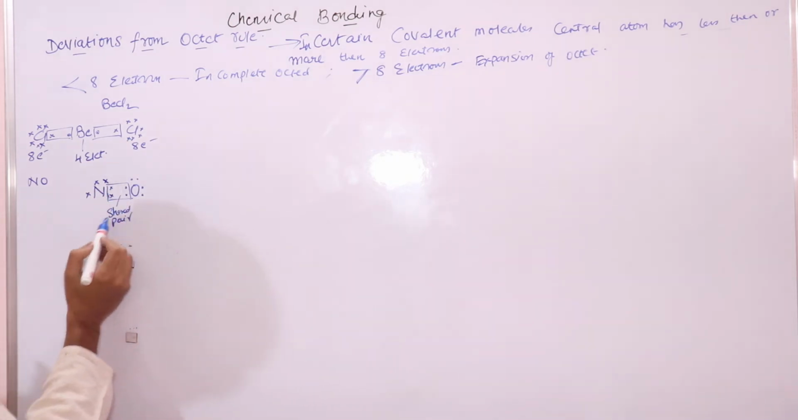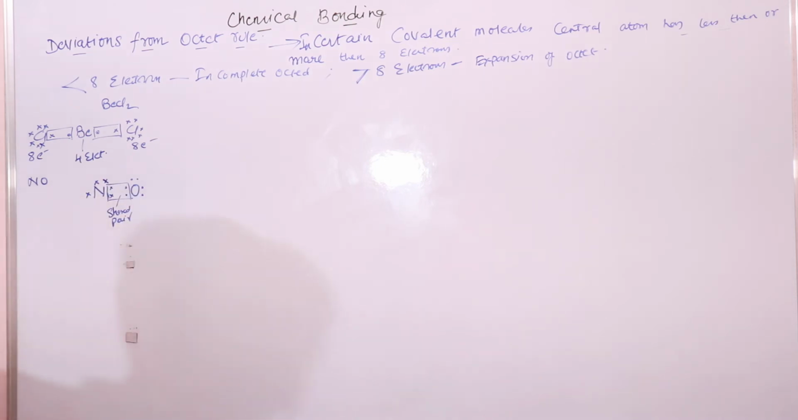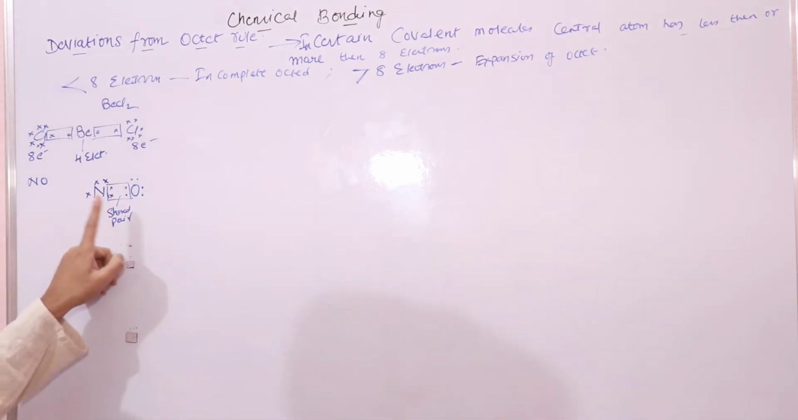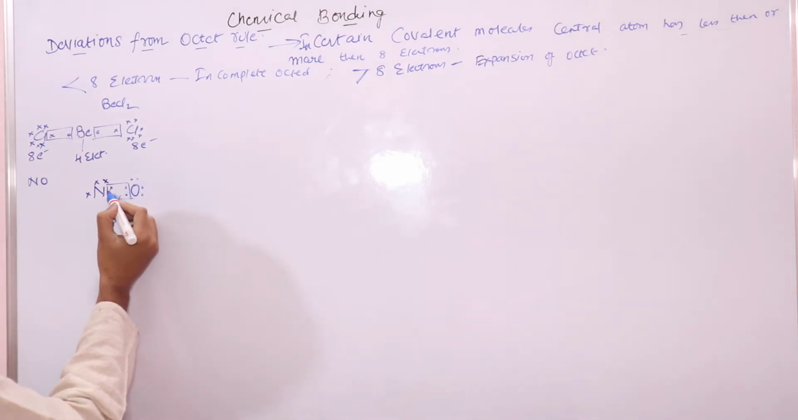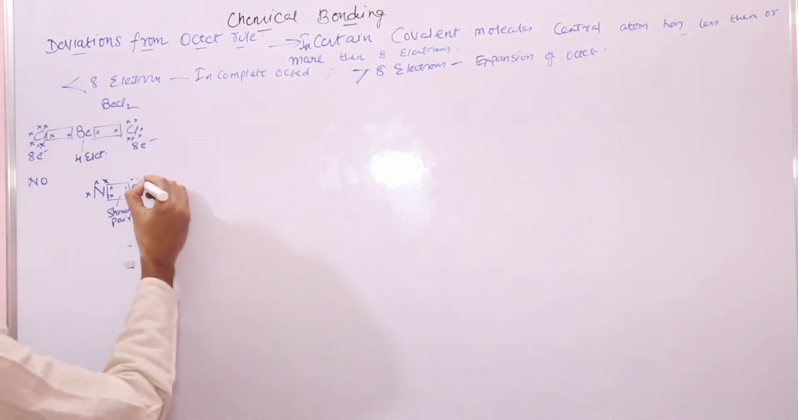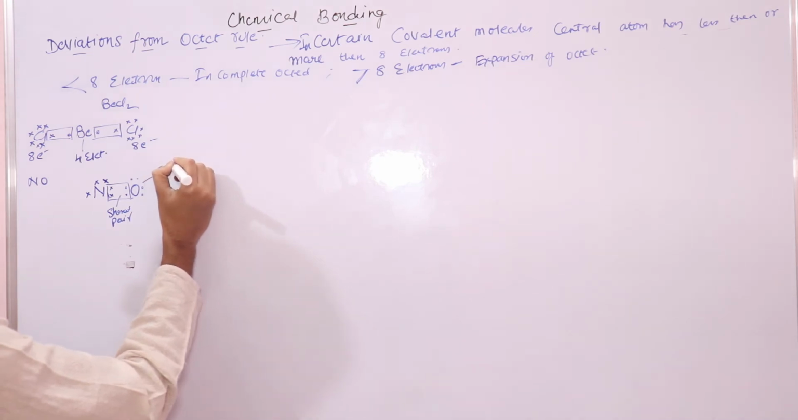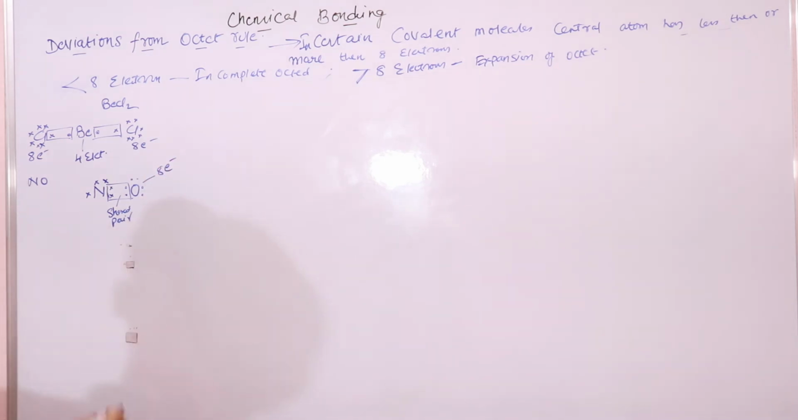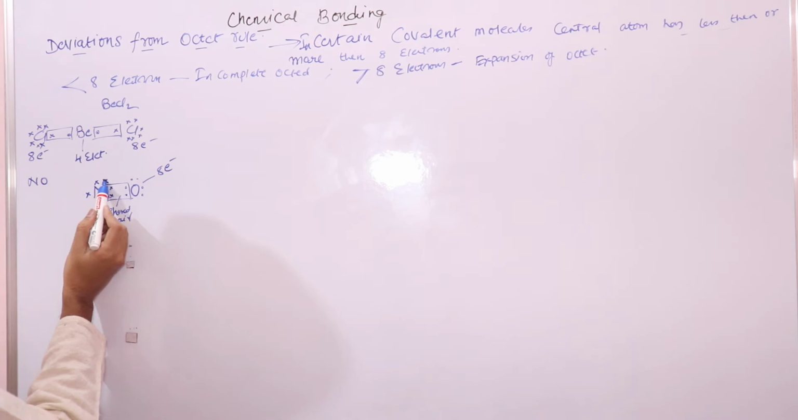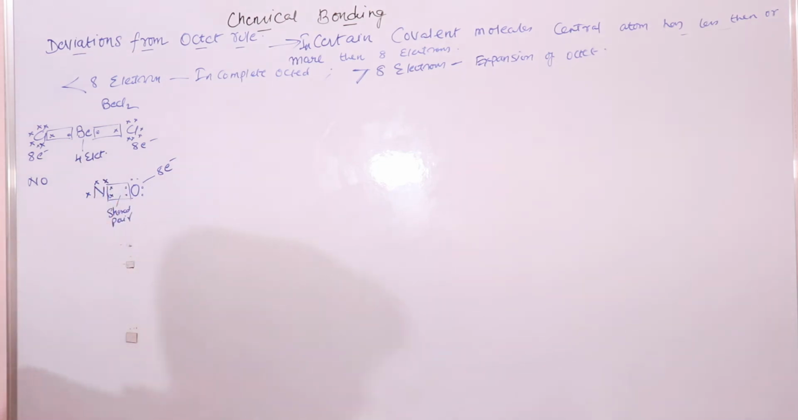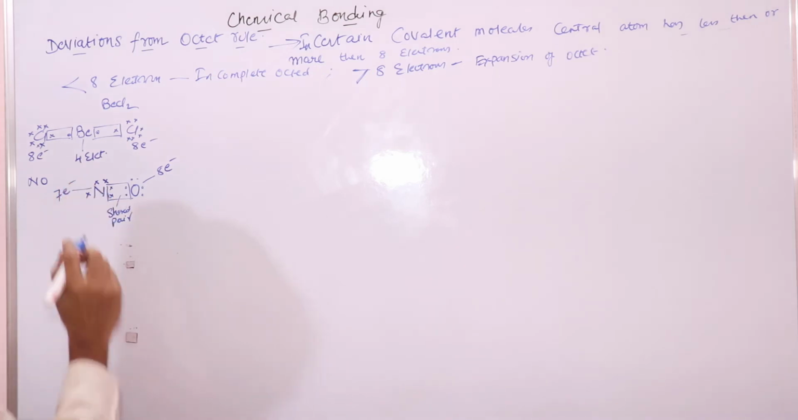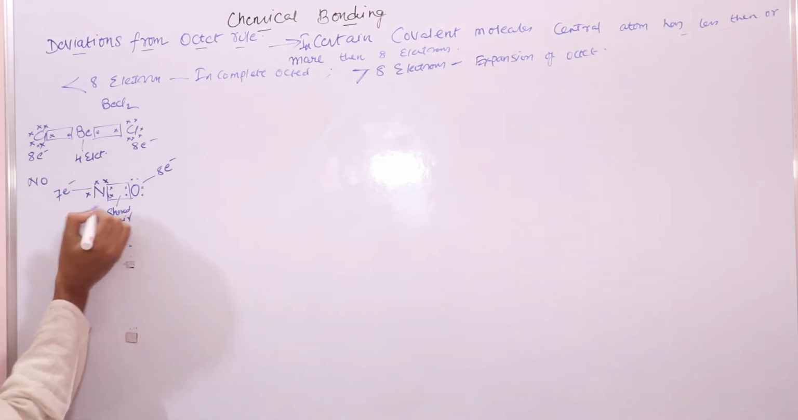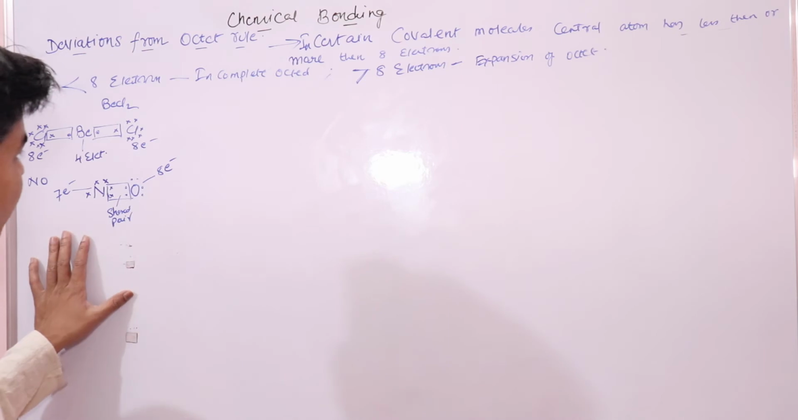So let's see how many electrons nitrogen has and how many oxygen has in the NO molecule. Oxygen has 1, 2, 3, 4, 5, 6, 7, 8, so 8 electrons. With nitrogen, 1, 2, 3, 4, 5, 6, 7. Nitrogen has 7 electrons. So here nitrogen has an incomplete octet.